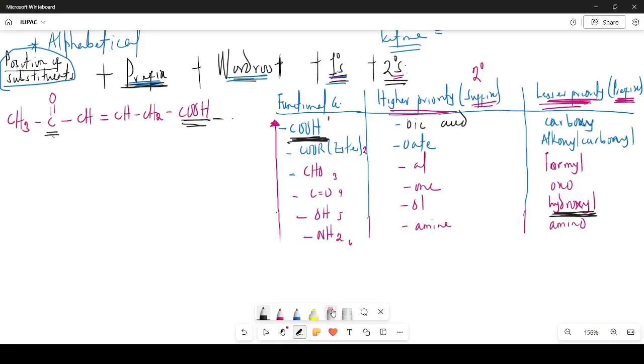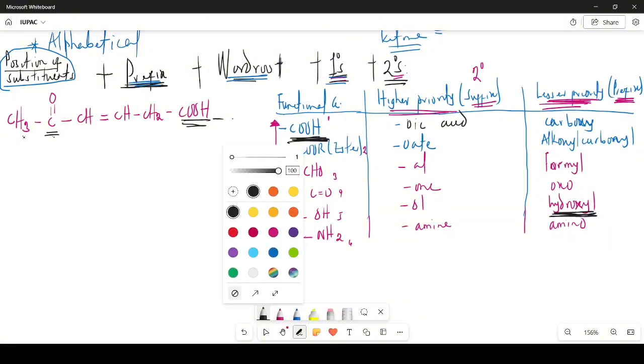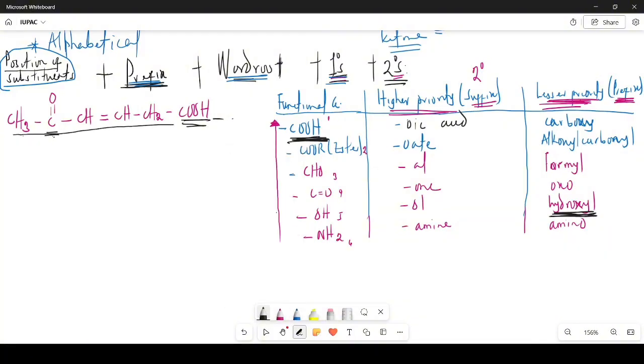Now, for us to name, how are you going to name? It's quite simple, right? All you need to do is the first rule of naming. Identify your longest chain. And here is our longest chain. Simple and straightforward. Number 2 is numbering. You number in such a way that your prioritized functional group will get a lower number. So this is 1, this is 2, this is 3, this is 4, this is 5, and here is our 6th carbon.